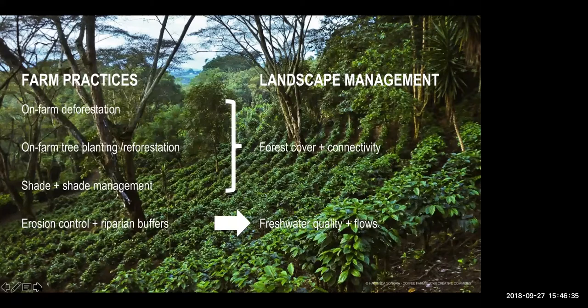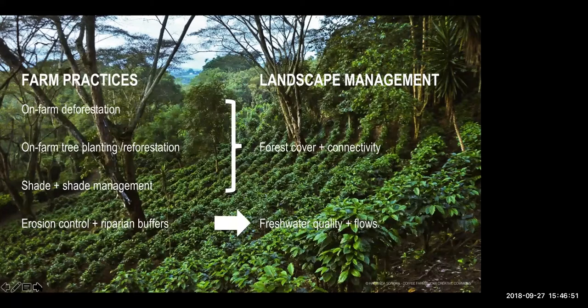And what happens at the landscape management level is we're looking at how what happens on a farm-by-farm basis adds up and increases forest cover and connectivity of forests, especially for wide-ranging species that are in coffee areas. So we have tigers, we have orangutans, we have pumas and jaguars in and around coffee areas.